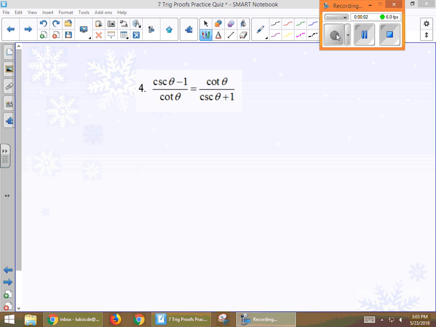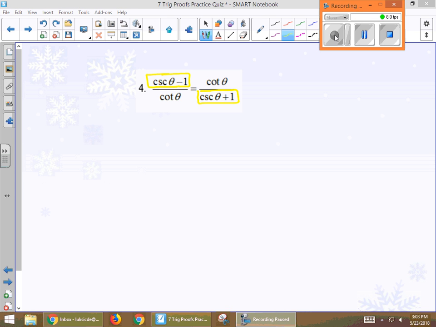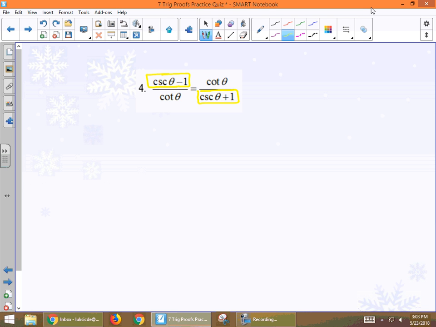All right, number 4. This is a case where the conjugate is going to be the best thing for us to do. And the way that I know when to use the conjugate is looking at this situation across the equal sign. When we look across the equal sign there, cosecant minus 1 and cosecant plus 1 are very similar binomials. Their only difference is that they are conjugates of each other. So when you see that happening, pick a side.